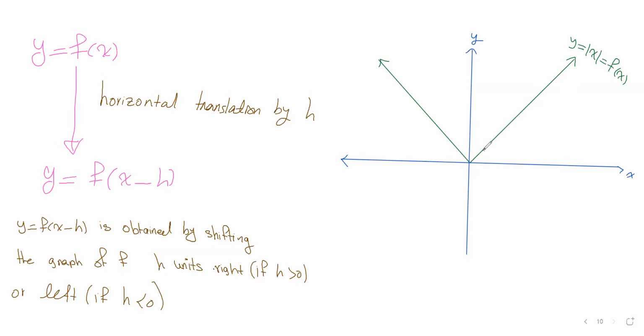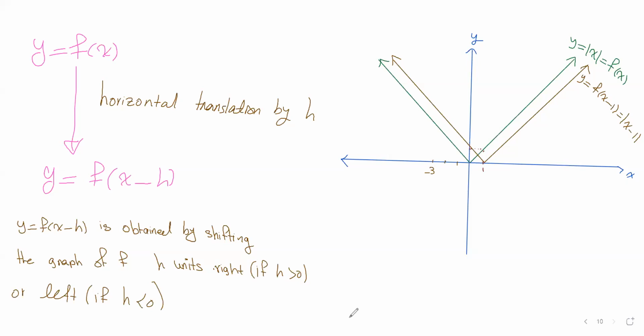Let's say this is 1. So you draw the same thing. You basically shifted 1 unit to the right. It's not going to change anything, you are just shifting it 1 unit to the right. So this is the graph of f of x minus 1, which is basically the absolute value of x minus 1. Right? How about x plus 3?